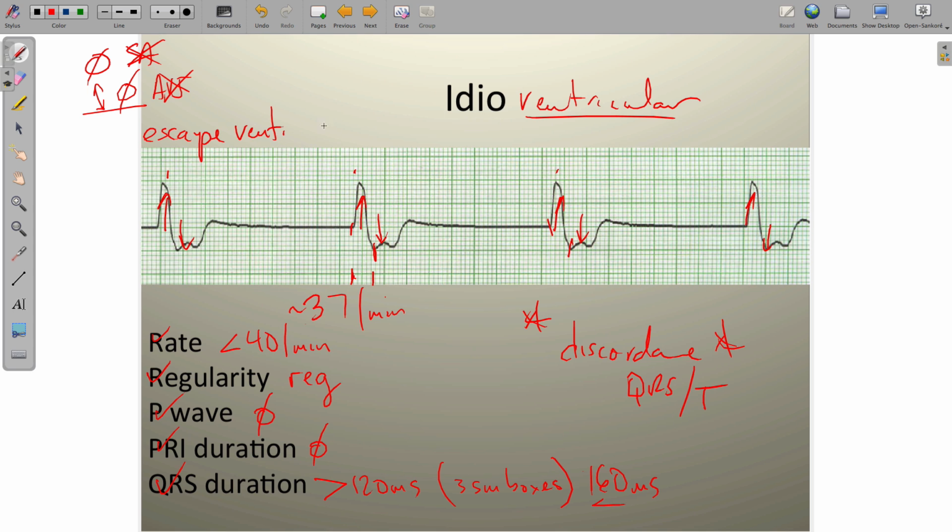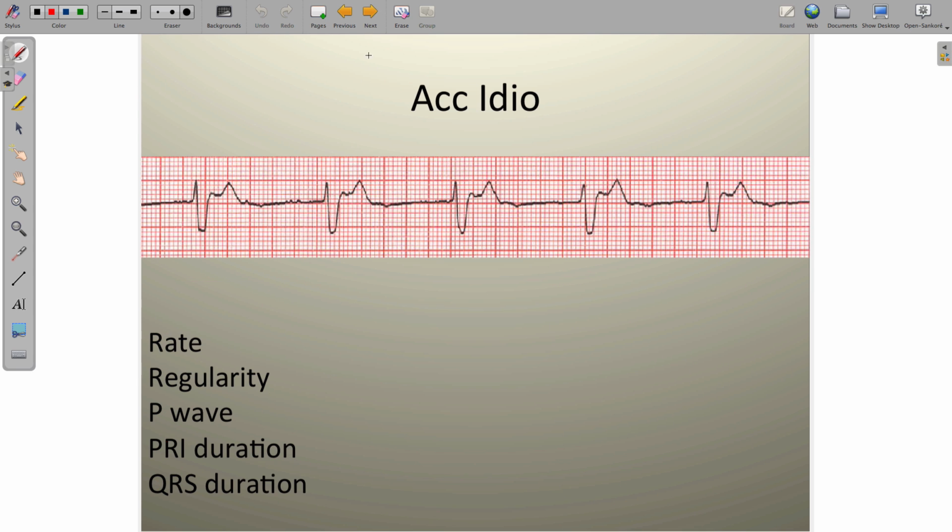So an idioventricular escape rhythm is a rhythm that comes about when these aren't getting their signals through to the ventricles. All right, and we'll see that in just a little while in heart block. I'll show you very clearly what that looks like.